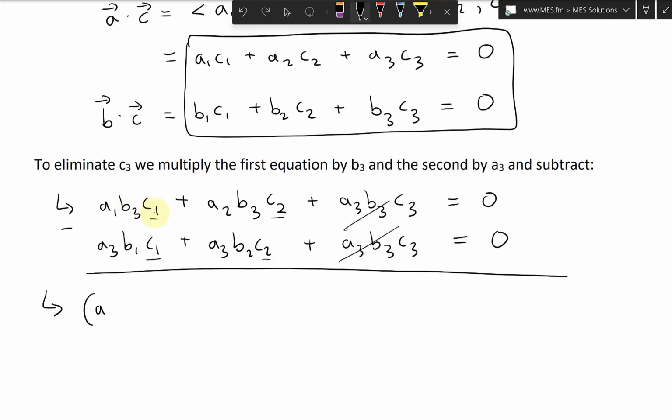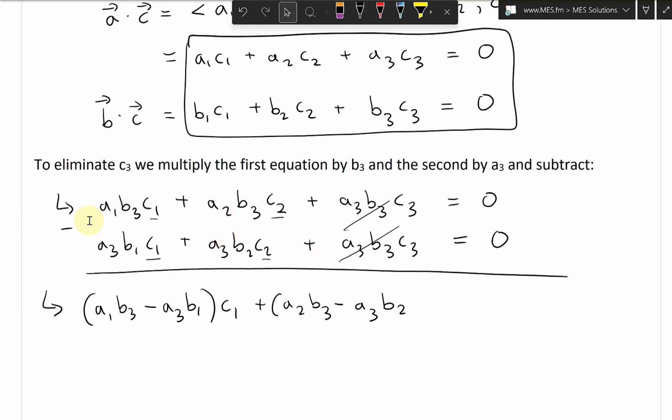Write it like this: A1, B3, and then because we're going to be factoring out the C1, subtracted by A3, B1, and this is going to be C1. And then the next one, similar with this C2 now. Because we're subtracting here, these ones all become negative at the bottom. So now this becomes plus A2, B3 minus, because we're subtracting everything, A3, B2.